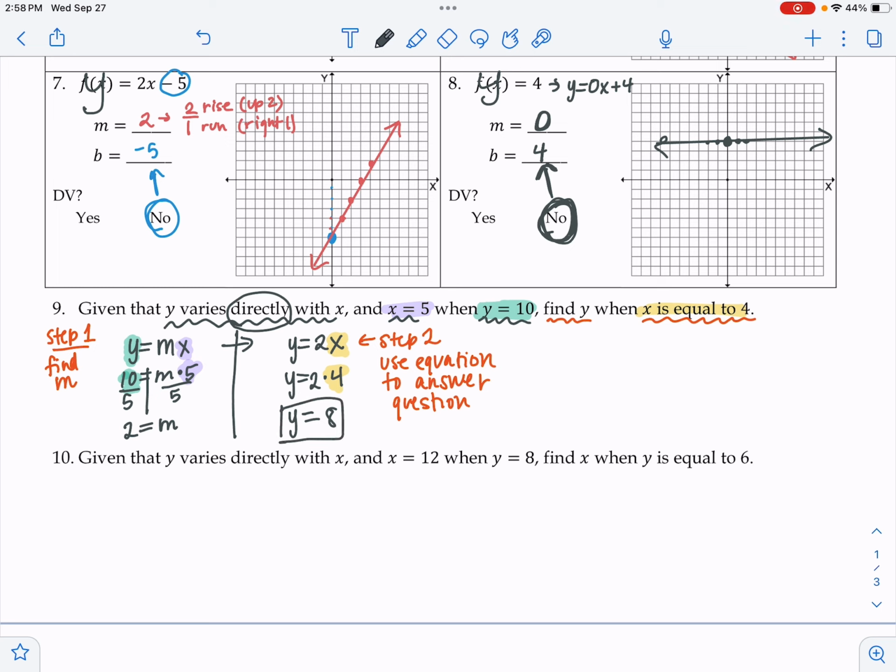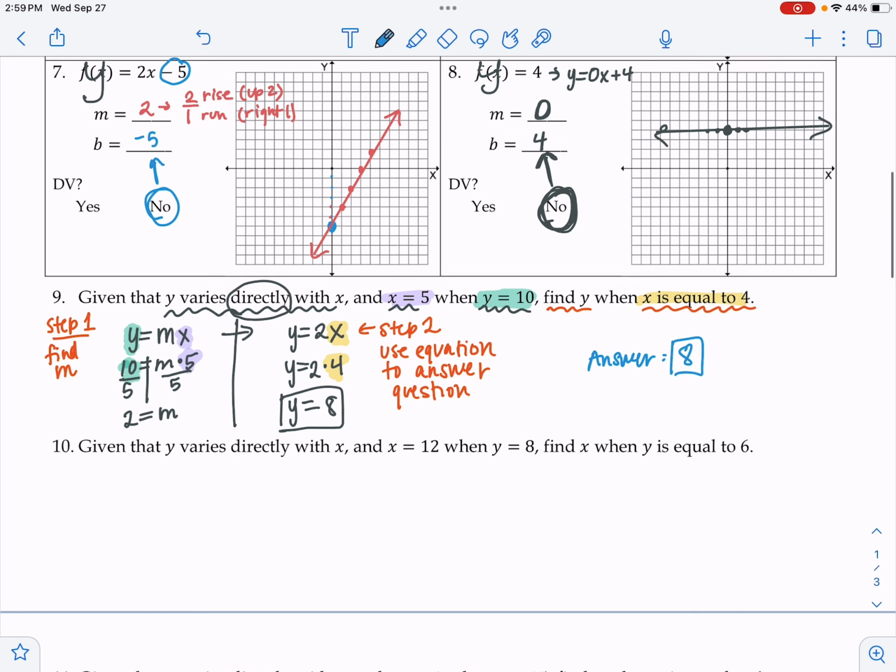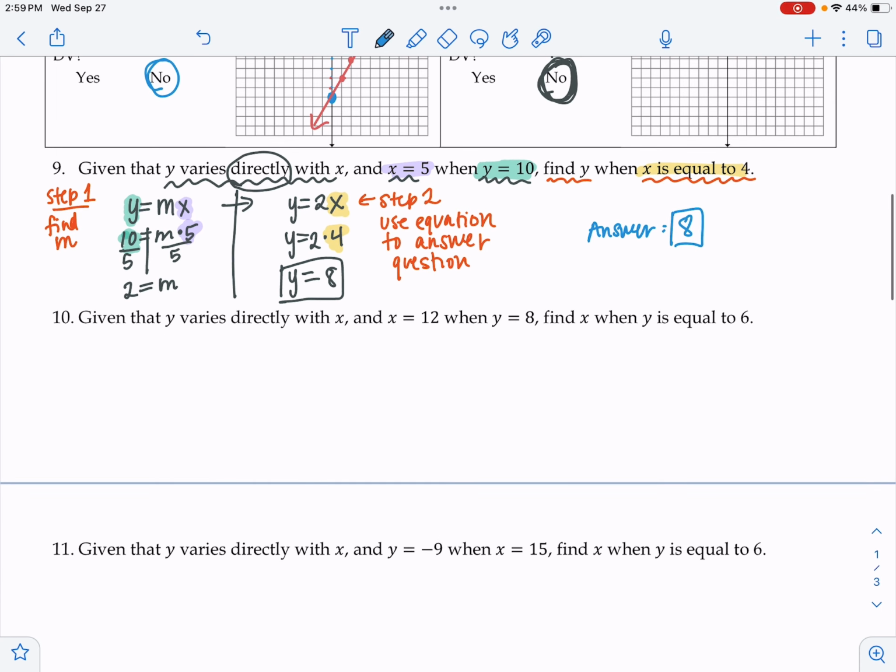So they said find y. And so we just found y. And so our final answer is 8. We would type that in for our answer.